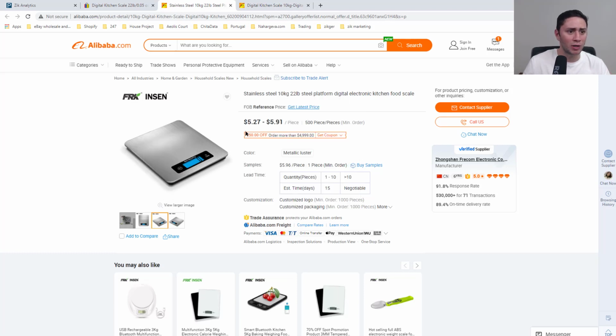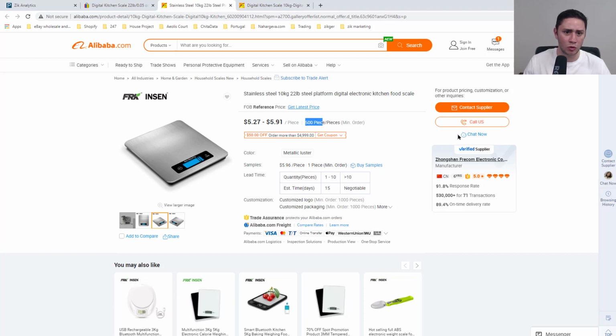So we can get this product here between $5.27 to $5.91, depending on the quantity. You will receive the stock in 15 days. You get all the information you need here. Minimum order is 500 pieces, but I'm sure you can contact the supplier and negotiate with him, either through here or through a call. But what is really important is to validate the supplier first.